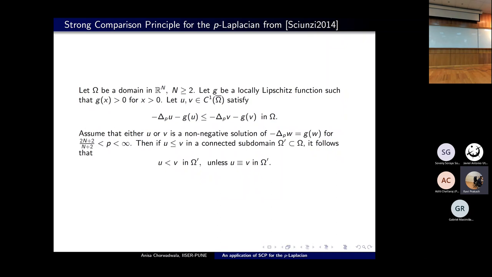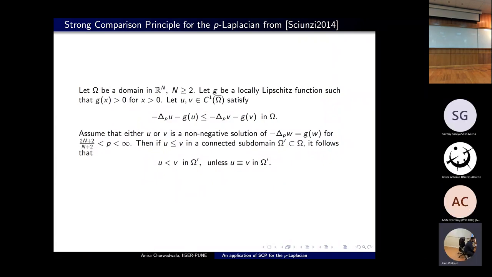There we were talking about the maximum. Here we are talking about comparing u and v. So if u and v have this relation that v always dominates u in a connected subdomain Ω′ in Ω, then v will strictly dominate u inside Ω′ unless they are identically equal. So instead of comparing with the maximum value, here we are comparing two different functions, where one is a non-negative solution and the other just satisfies this particular inequality. So it's a comparison principle which we apply here.